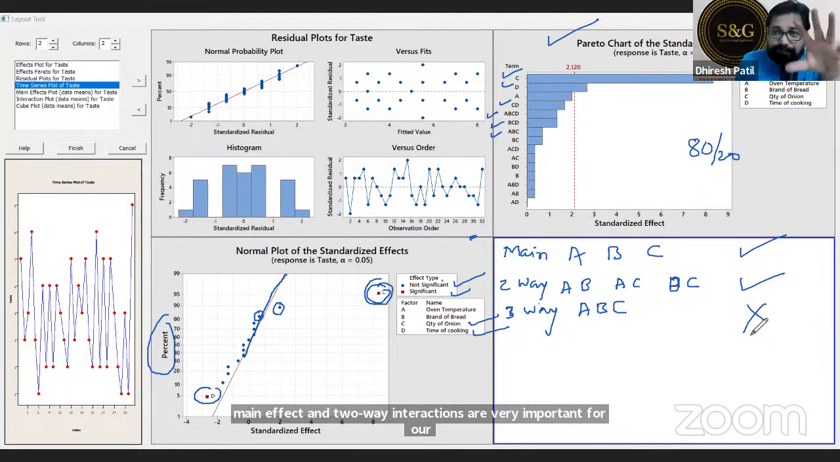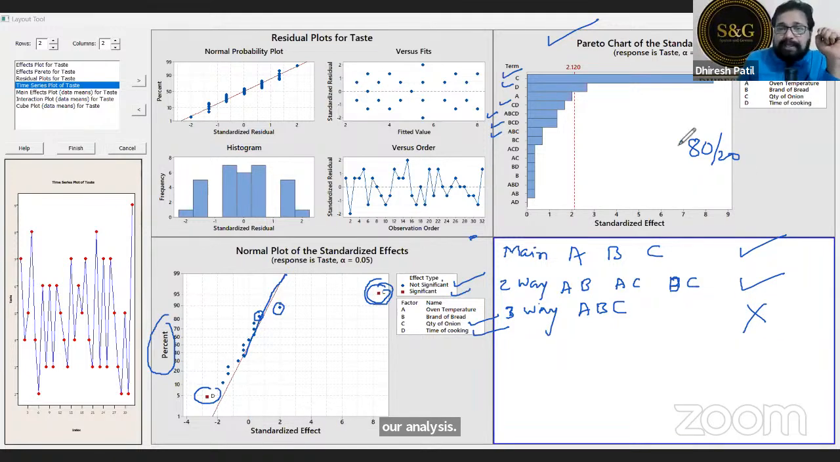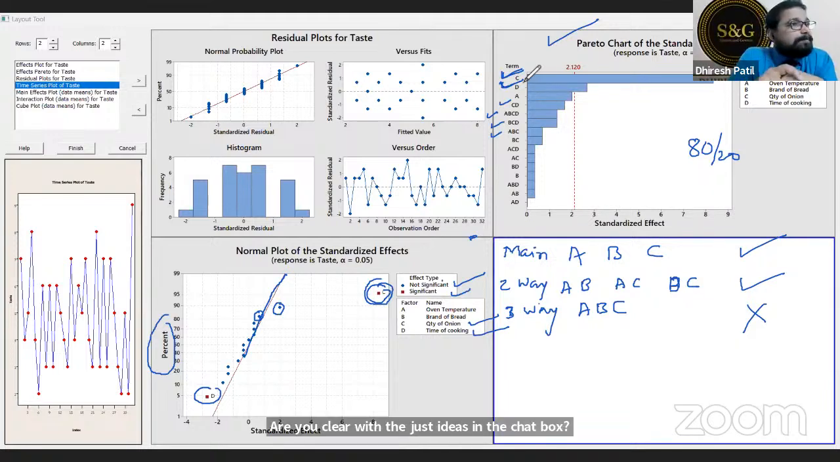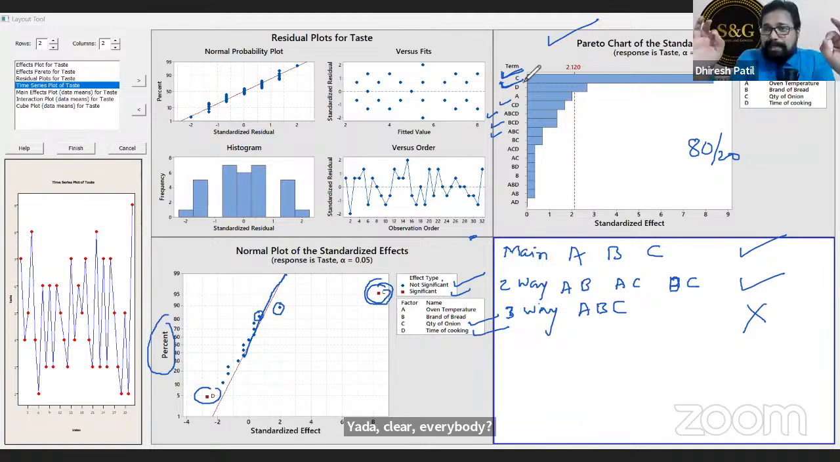Clear? So as of now, we are observing that factor C and factor D are critical factors for us. Are you clear with this? Just type yes in the chat box. Is everybody clear up to here? Super clear? Okay. Amazing. Let's move ahead and go back.